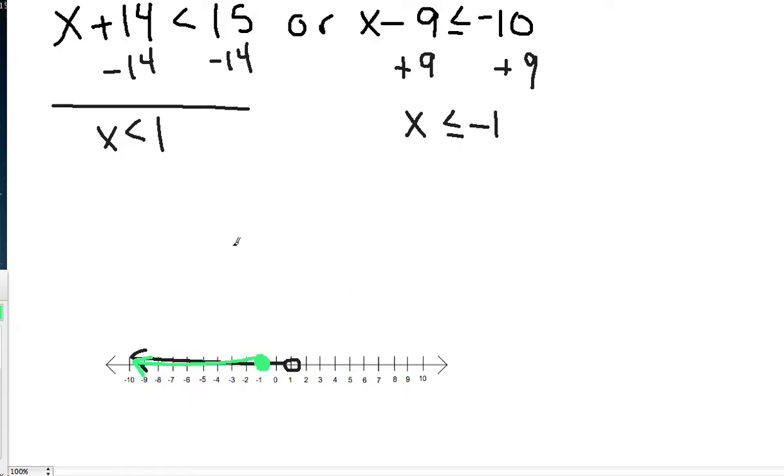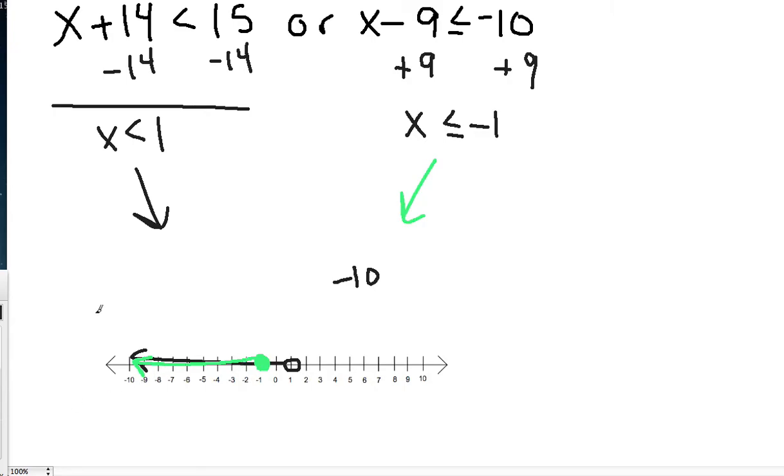Okay, so when we graph these two separate parts, this one that was in green and this one that was in black, we should see that they're overlapping. And the reason for that is any number that's smaller than negative 1 must also be smaller than 1, right? So if I have the number negative 10, because that's smaller than negative 1, that's also smaller than 1, because negative 1 is smaller than 1. So everything that's smaller than this one is definitely going to be smaller than this one.